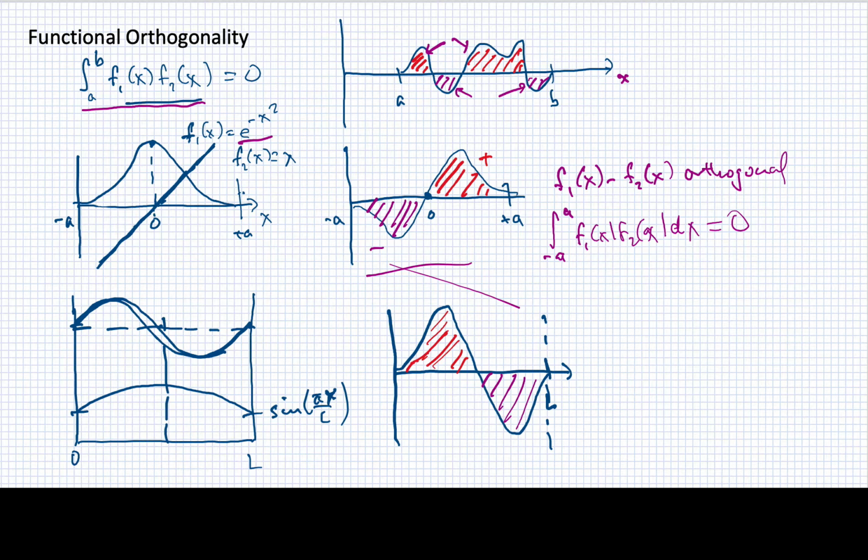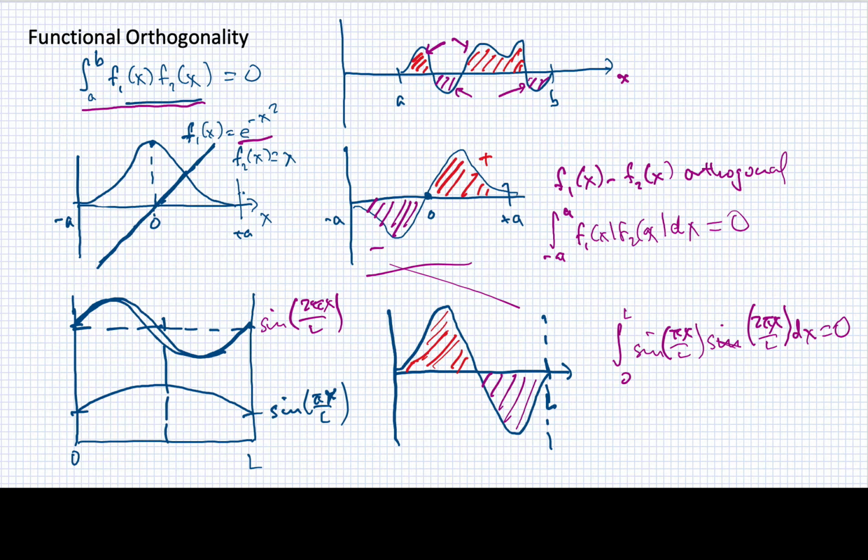So once again, I didn't write down the function here, but we should see that the integral from 0 to L of sine of pi x over L times sine of 2 pi x over L dx should equal 0, because these areas will cancel each other out. So that's the bottom line for what's going on here.